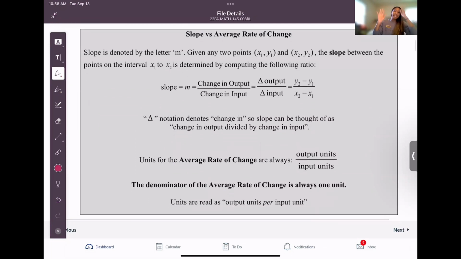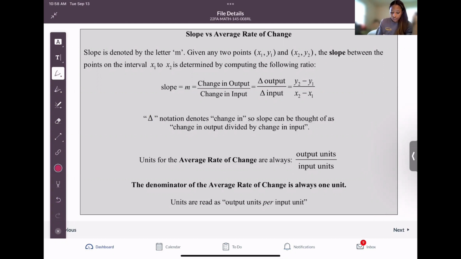This nice gray table here, slope versus average rate of change. The slope is denoted by the letter m. And if you're given any two points, (x1, y1) and (x2, y2), the slope between those two points is given by the change in the output over the change in the input. What does that mean? So we want to find the difference between the outputs, or the difference of the y's, divide that by the difference of the input, or the difference of the x's. We get the formula y2 minus y1 over x2 minus x1.